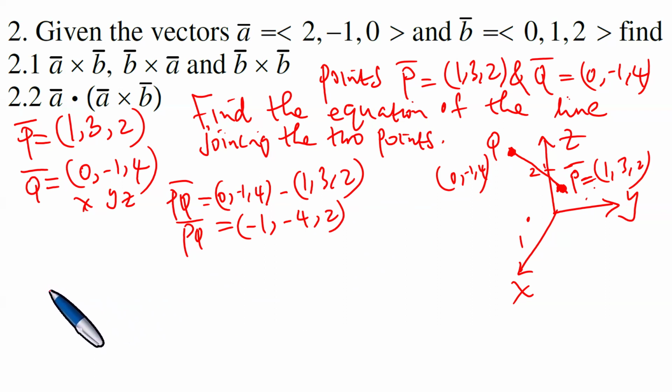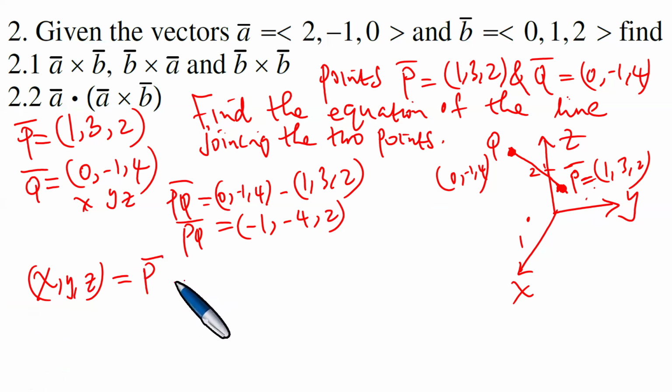So in the end we have the vector obtained as a result of the 2 points being joined, P and Q. This is the vector parallel to the line. Now to find the vector equation of the line, we proceed as follows. The vector equation of the line is X, Y, Z equals one of the points, the point P, plus T times PQ.